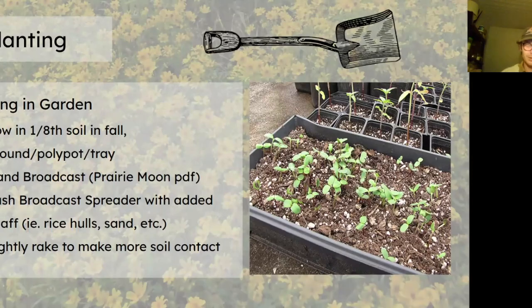Push broadcast spreaders. It's those often green things that you push, like a cart that puts out fertilizer. Same thing. You just add chaff, which is like rice hulls or sand. Seeds that are really, really small don't spread super ergonomically. They don't spread super far. So you've got to add some stuff to it so that it has a bit of a bigger droplet, I guess, so it spreads out farther and heavier.